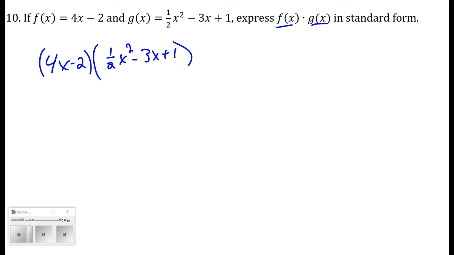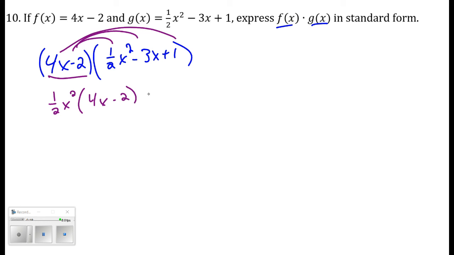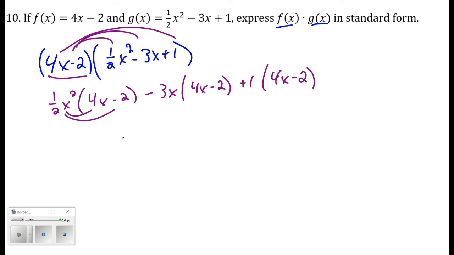You could use a table, great, or you can use the distributive property. Pick up 4x minus 2 and distribute it into all those terms. So I have 1 half x squared times 4x minus 2, minus 3x times 4x minus 2, plus 1 times 4x minus 2. If you use a table, you're going to get these exact terms that I get in this next step. Distribute 3 more times.